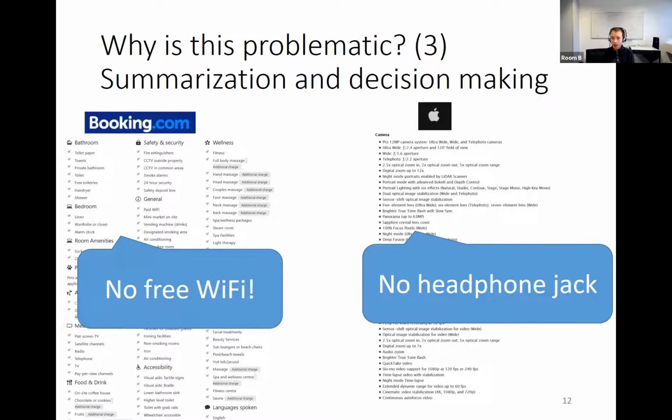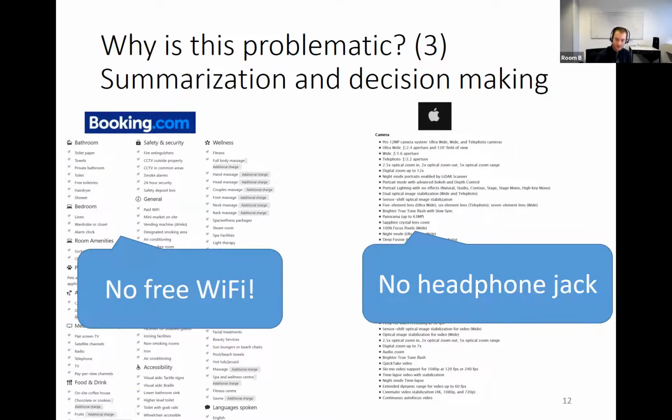These are examples from the consumer domain. If you want to book a hotel, booking.com gives you a long list of positive features that apply to a certain property. So this hotel has towels, this hotel has toilet paper, notably. It also has a neck massage, but the most salient thing for many of us computer scientists, I think, is that this hotel doesn't have free Wi-Fi. We have to spend effort seeing, okay, there's paid Wi-Fi, then inferring there's probably no free Wi-Fi, but the salient negation is not explicitly here. And similarly on the right-hand side, we see all these positive features that the iPhone 12 has, portrait lighting with six effects, but we don't see the salient things that it doesn't have: no headphone jack.